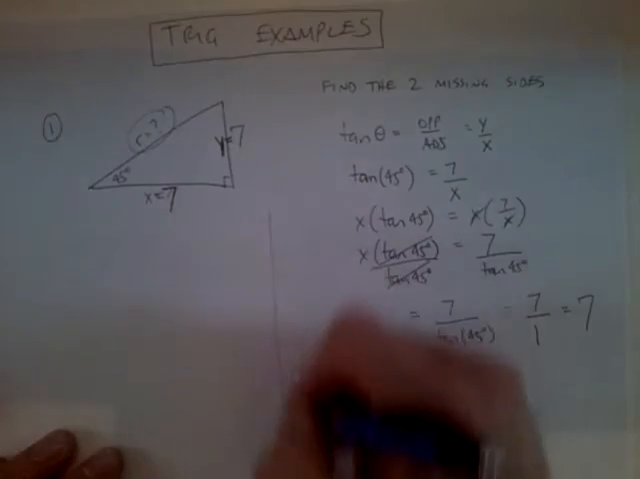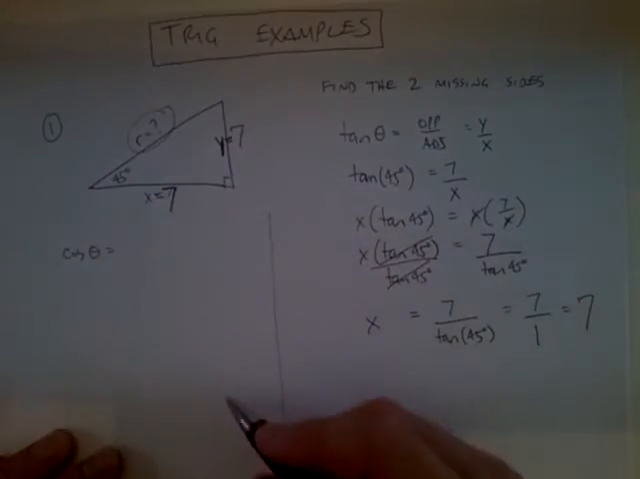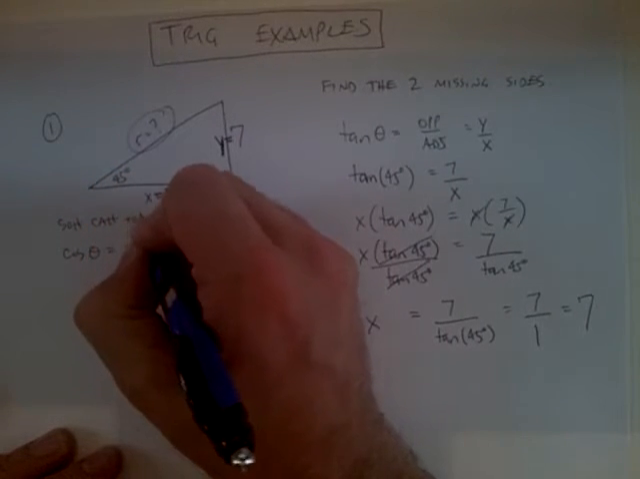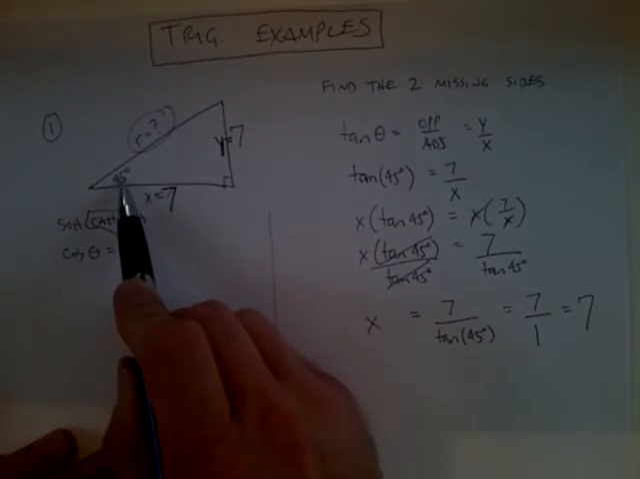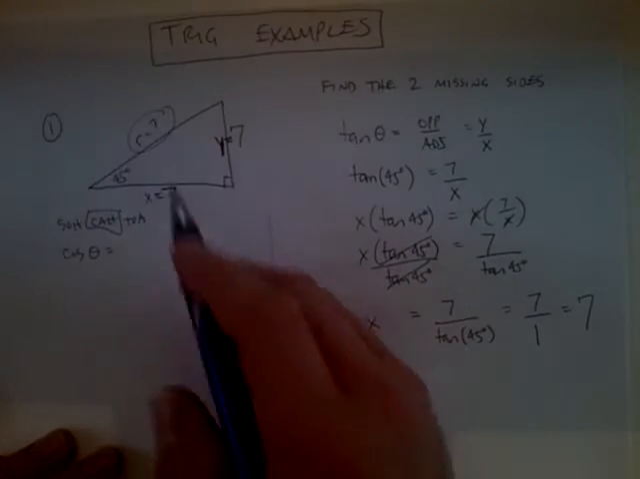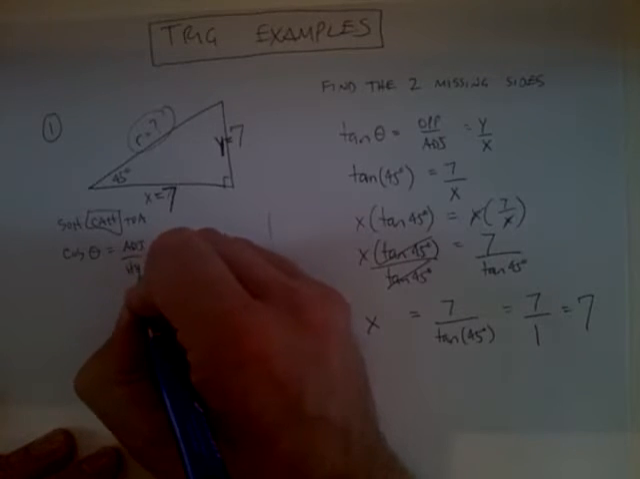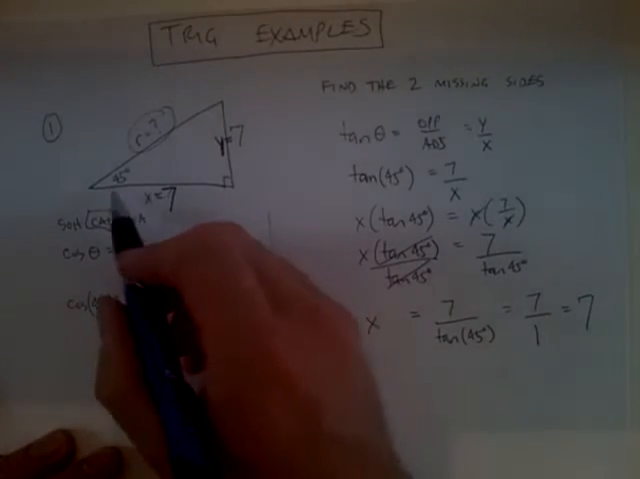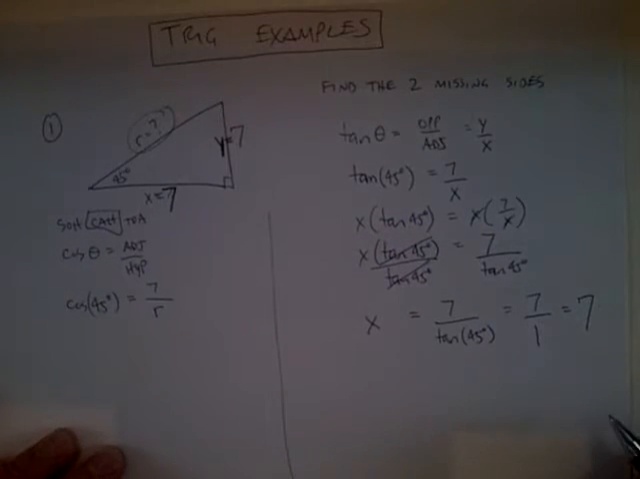So now we'll do it down here. Cos of theta. Cos is equal to adjacent over hypotenuse. So cos of 45 degrees is adjacent over hypotenuse. Cos 45 is 7 over that. So adjacent over hypotenuse, cos of 45 degrees is equal to 7 over r.